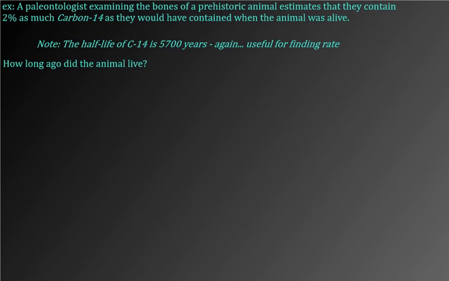So this is going to be the last one I'll do. I think once you see 1 or 2 of these, you start to get the idea of them, but let's just do another one. So this one says, a paleontologist examining the bones of a prehistoric animal estimates that the bones contain 2% as much carbon-14 as they would have contained when the animal was alive. And the half-life for carbon-14, sometimes just called C14, is right here. And the question is, how long ago did the animal live?